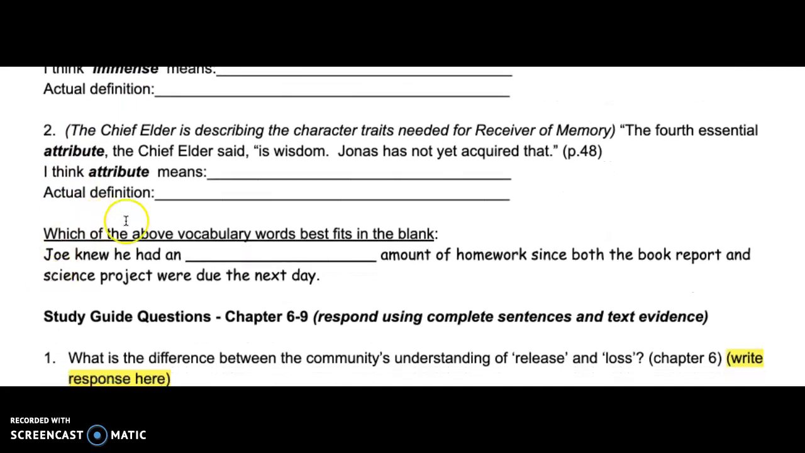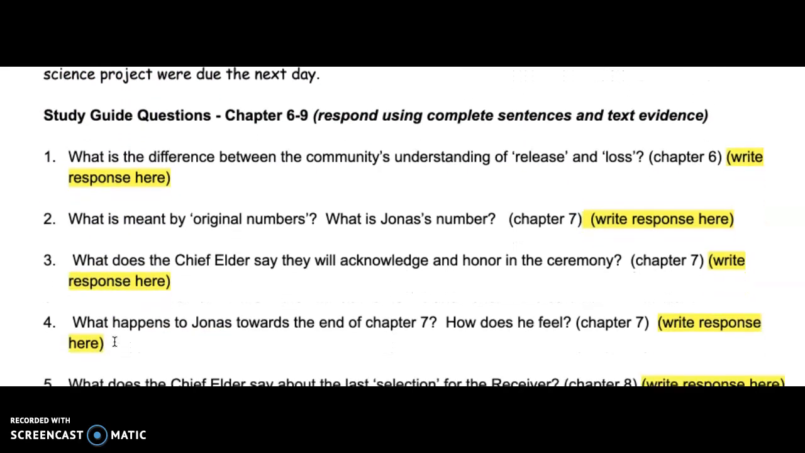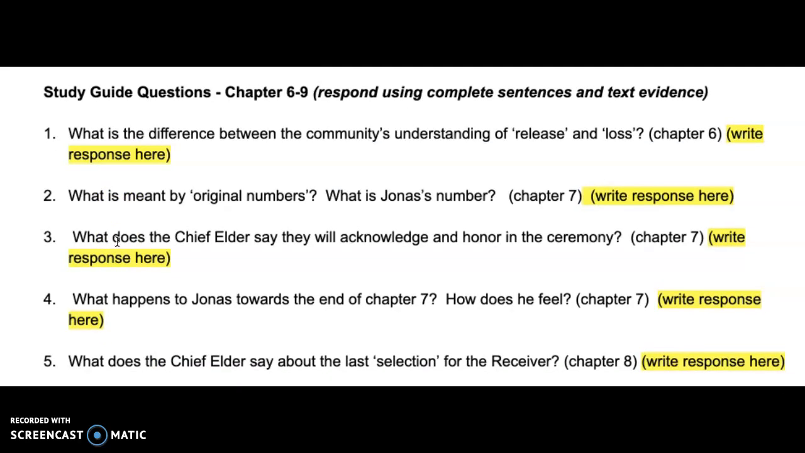After you do those 2, there's a practice vocabulary sentence here. The second part includes study guide questions. Sometimes these study guide questions are done during class together. You might be in learning pods talking about responses to it, or you might be working on them asynchronously. So listen to directions from your teacher.